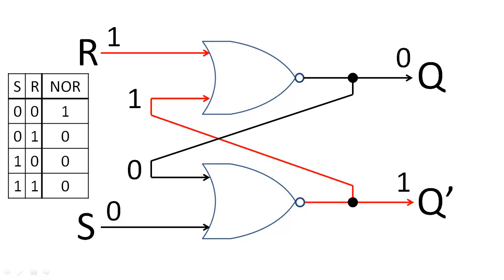Finally, let's change S back to a 1. Because both R and S are 1, the state and its complement are now both 0. Since we do not want the state and its complement to be equivalent, we say that this input combination is forbidden.